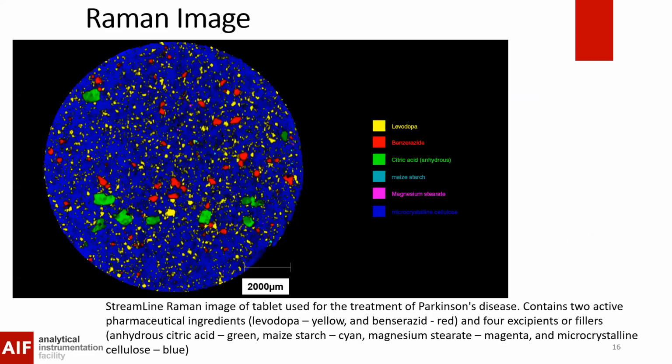And here is an example of a Raman image of a drug tablet. As you can see, the scale bar here is 2,000 micrometers, so you can imagine this is a relatively large sample. The step size of the array can be a few micrometers or even larger. The image clearly shows the spatial distribution of different chemicals. There are two active pharmaceutical ingredients, shown in yellow and red, and all the other components are different fillers in this tablet.